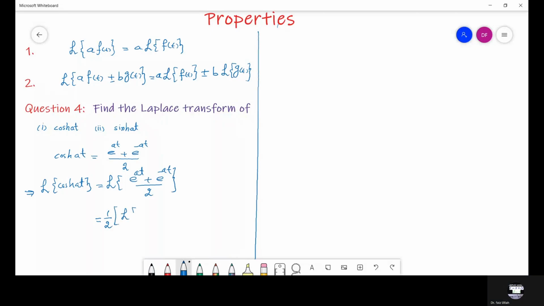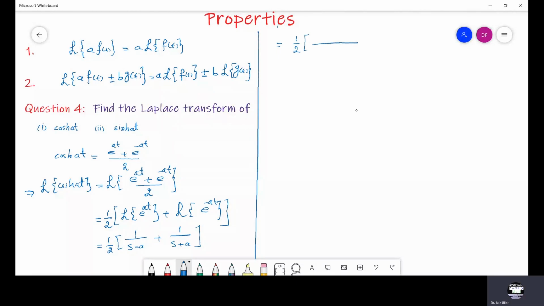And find the Laplace transform of e power at plus the Laplace transform of e power minus at, which we have proved: the Laplace transform of e power at is 1 over s minus a, plus the Laplace transform of e power minus at is 1 over s plus a. And now let us take the LCM. So we have 1 over 2 into the LCM, which is s square minus a square.